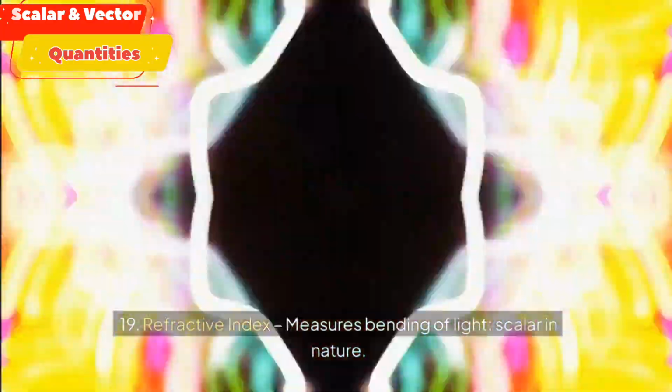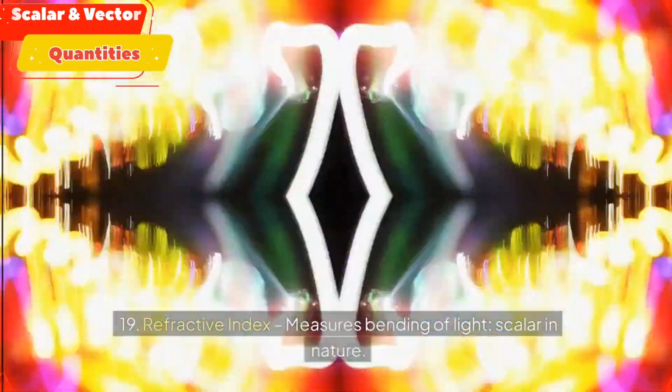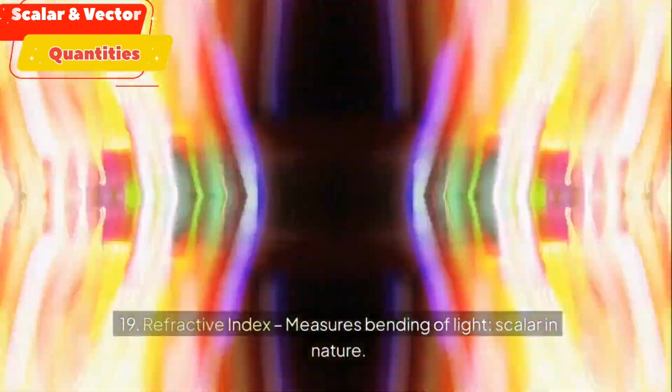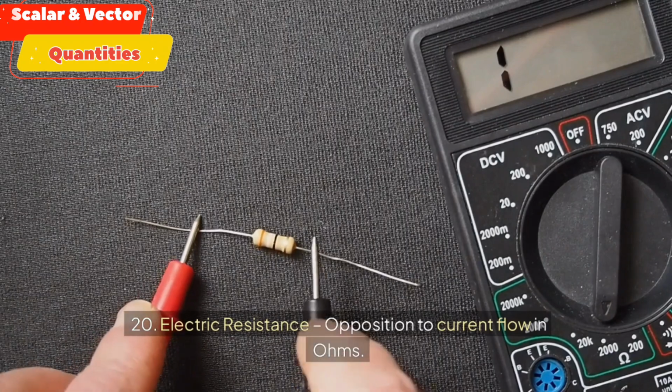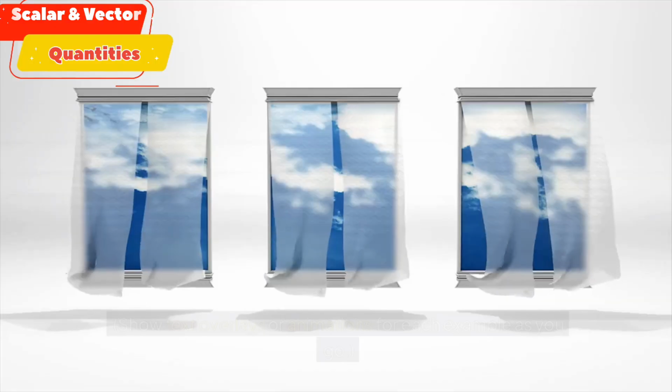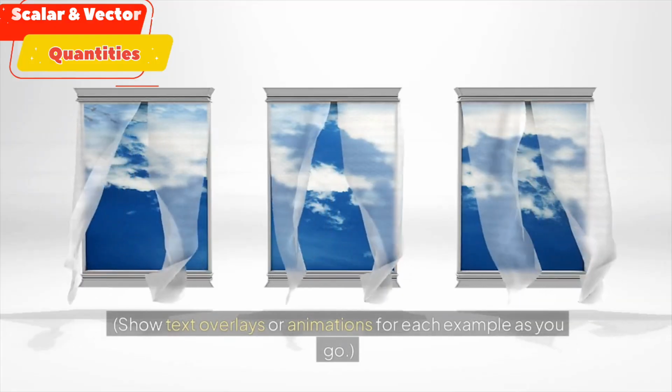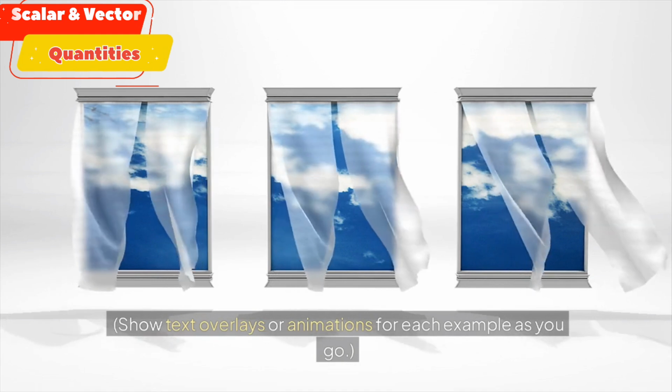19. Refractive index, measures bending of light, scalar in nature. 20. Electric resistance, opposition to current flow, in ohms. Show text overlays or animations for each example as you go.